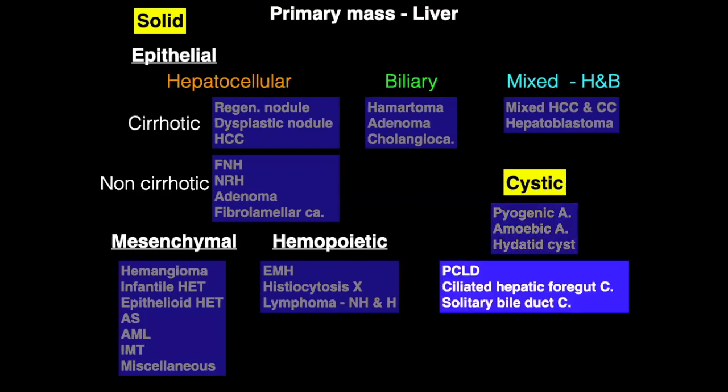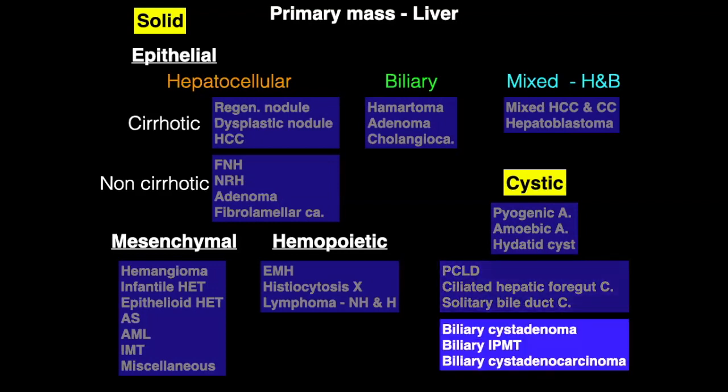When you come to benign cystic lesions: polycystic liver disease, ciliated hepatic foregut cyst, and solitary bile duct cyst. When it comes to biliary epithelium, it's biliary cystadenoma, intraductal papillary mucinous tumor, IPMT, and biliary cystadenocarcinoma. So this is the whole picture of approach to mass in the liver. Remember, solid and cystic, epithelial, mesenchymal or hematopoietic.